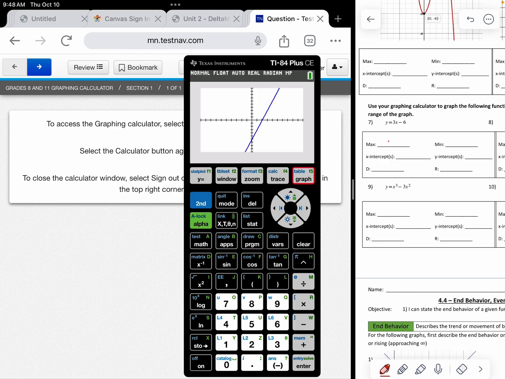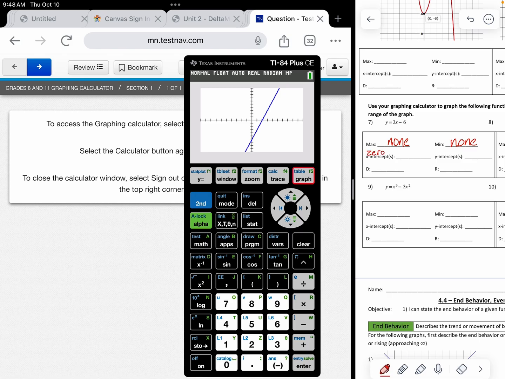So does it have a max? No. So none. Does it have a min? No. X-intercepts. So in math, there's a lot of different words for x-intercepts that we'll cover this year, but the one that the calculator uses is the word zeros.